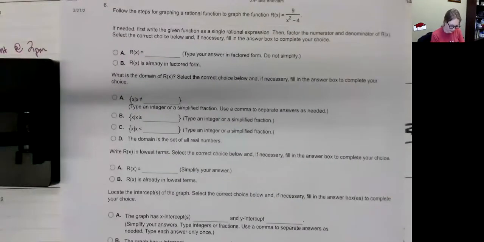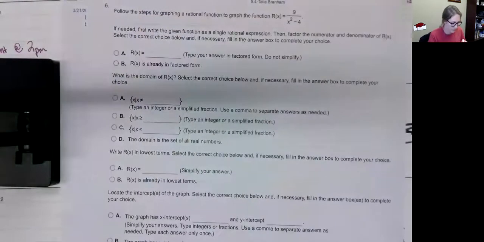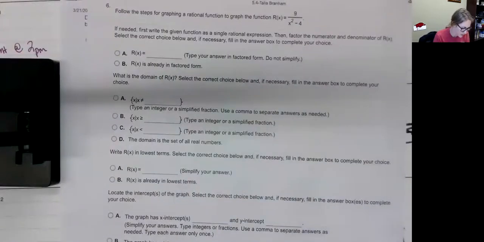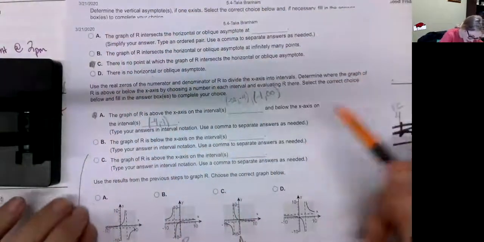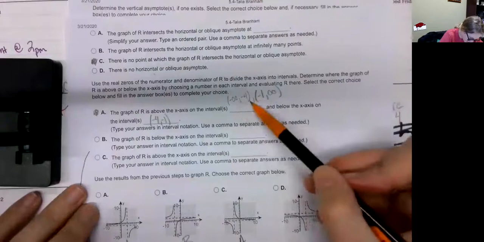Number 6. Follow the steps for graphing a rational function to graph the function. Oh, I didn't graph this one. My bad. So then looking at this real quick before we move on, it's above negative infinity to -4. So negative infinity to -4, we're above here. And then -1 to infinity, we're above here. So there. Now I can do this one.